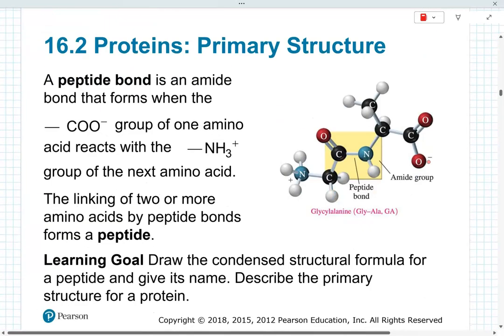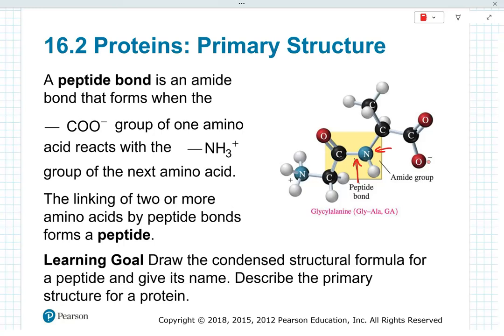So when amino acids interact with each other chemically, like they react with each other, they form a peptide bond, a bond between the carbon from the carboxylate group and the nitrogen from the ammonium group.